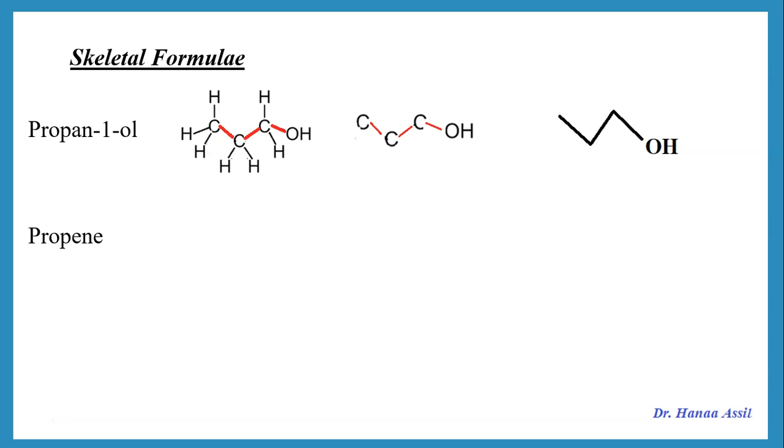Let's try to draw it for propene. Again, 3 carbons, but now I have a double bond. Again, this is the carbon skeleton of the structure, so I can draw it like this.